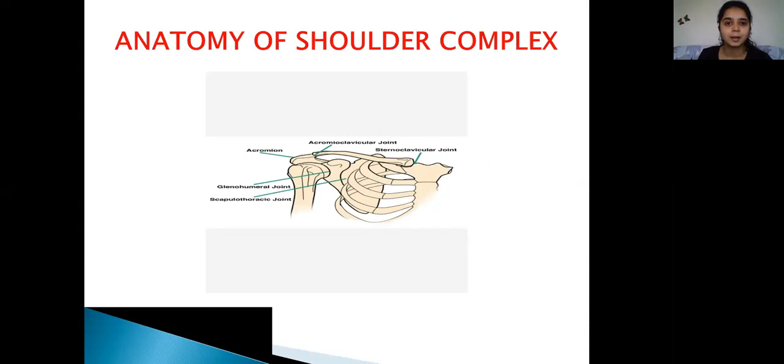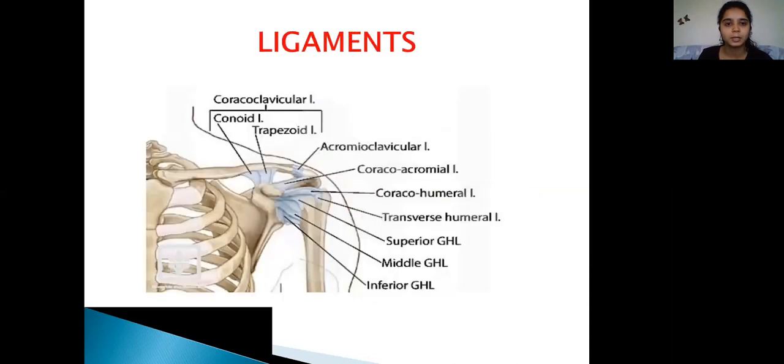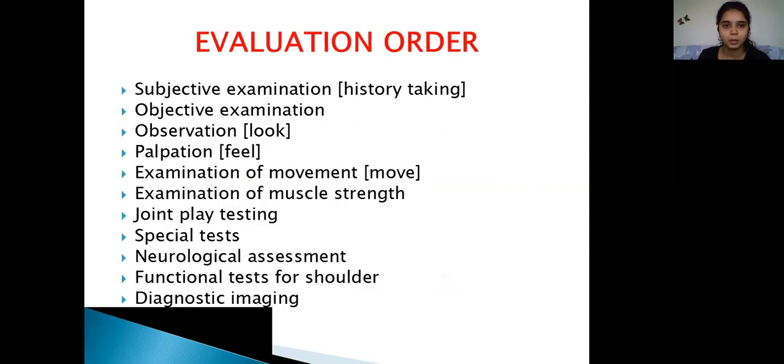The glenohumeral joint has a lesser articulating surface, and so the muscles, capsules, and ligaments play a very important role to stabilize this joint. These are the muscles around the shoulder joint, the anterior muscles and the posterior muscles. Ligaments are the acromioclavicular, coracoacromial, coracohumeral, transverse humeral, superior, middle, and inferior glenohumeral ligaments. As we know, the shoulder is more prone to injuries. So now let's go towards the assessment part.